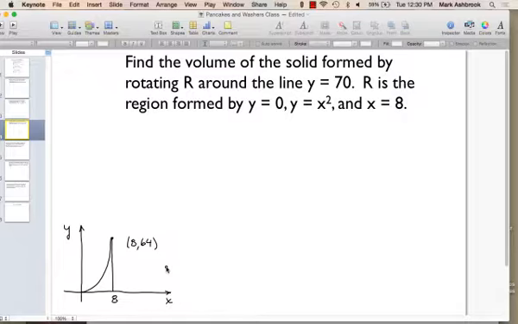So where's y equals 70? Where's y equals 70? Higher, slightly higher, like a ball that has a bit of a... So y equals 70 is this right here, something up here. Now we're going to take that same region and rotate it about y equals 70.